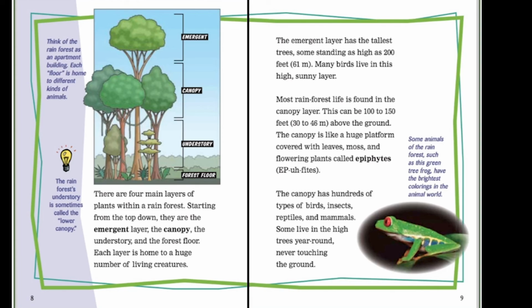Now, since we've already read this text, I'm not going to read it all again. Just remember that it's telling us about the different layers. The photograph here is of a frog. The caption tells me that some animals of the rainforest, such as this green tree frog, have the brightest colorings in the animal world. This is a fact that I would not have known without the photograph and the caption.